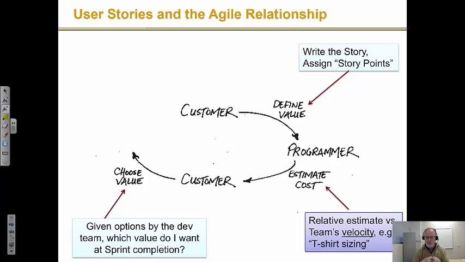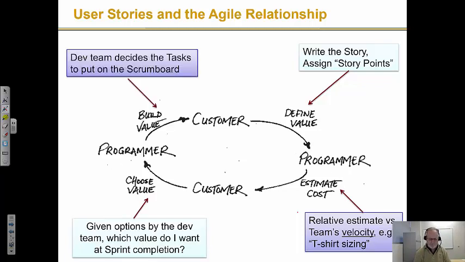All right. The developers don't get to say what goes into a sprint backlog. The customer gets to say, okay, you told me what you can pull off. Maybe you gave me a few different options, a few different sets of these things. I get to choose the value. And then the developer team goes and builds it.